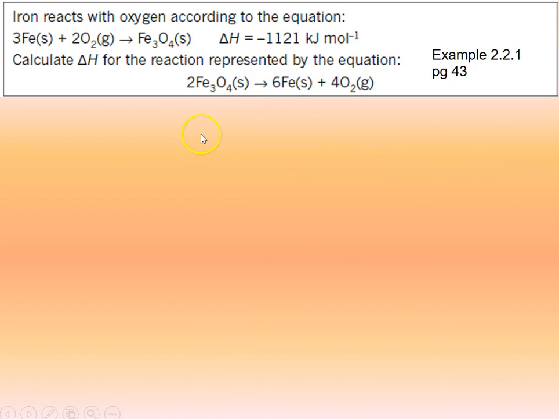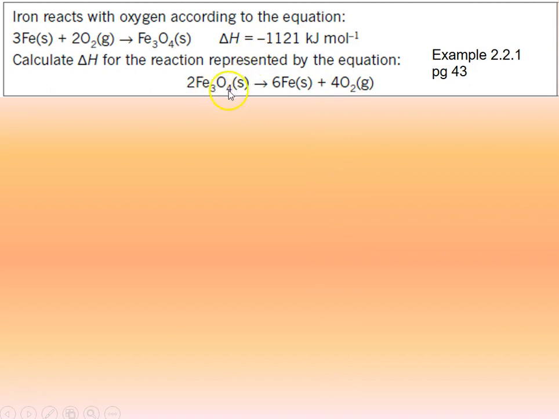Okay, so this is the practice for that. You notice the reaction is 3 moles of iron for every 2 moles of oxygen, giving you an iron oxide molecule. So for that, it's exothermic, negative, you release that amount of heat. So when you look at this reaction, it is the same, but reversed.